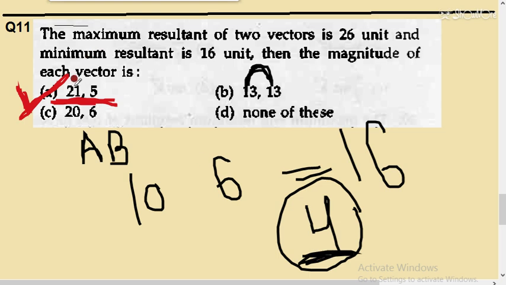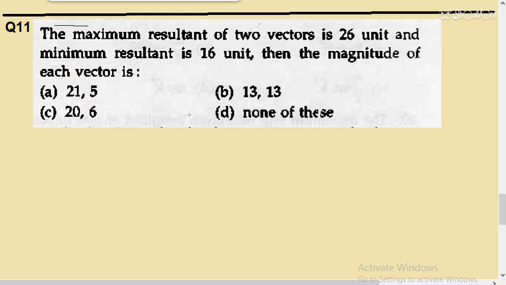Okay, so 21 and 5 is the only answer. 21 plus 5 is 26 and 21 minus 5 is equal to 16. So option C and B are not possible. So option A is the right answer for question number 11.